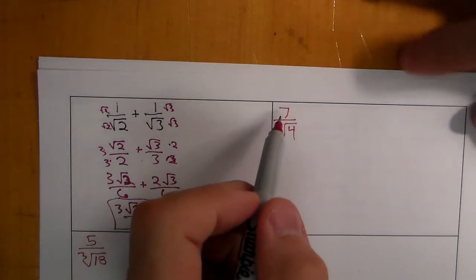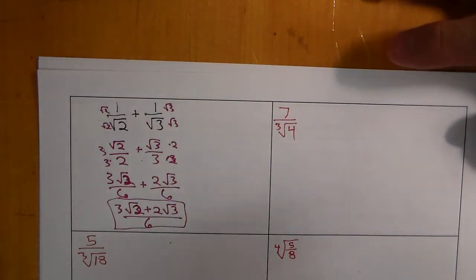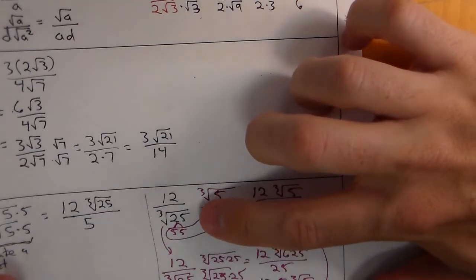Okay, well, what if we went 7 cube root 4? This is just like the answer we had, or similar problem we had right here, where I had 25.